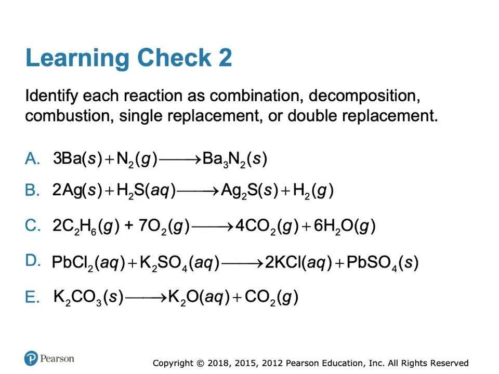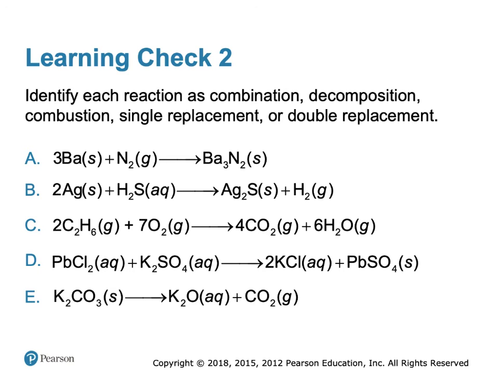All right, so here we have another learning check. So pause your video and identify the types of reactions we have present. The first reaction is a combination where you have simple reactants forming one product. The second, B, is going to be a single replacement where the silver replaces the hydrogen. C is a combustion reaction. D is a double replacement reaction. And E is a decomposition reaction.